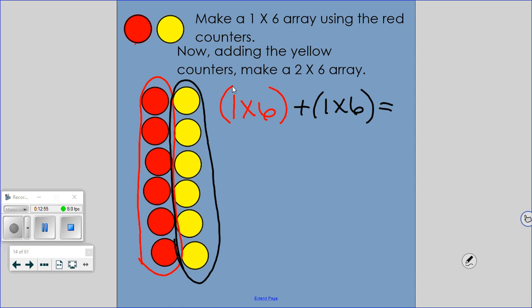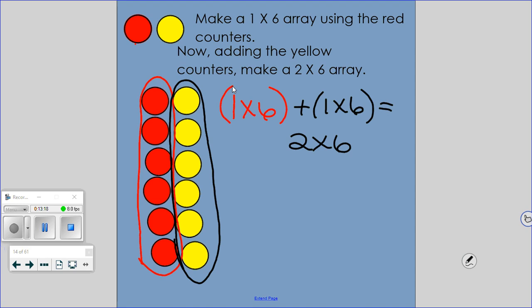What was our ending array? What did we end up with? What's the name of the array we ended with? Ashlyn? The name would mean like the number answer. I want an equation. The name of the array. 2 groups of 6. Perfect. 2 groups of 6.